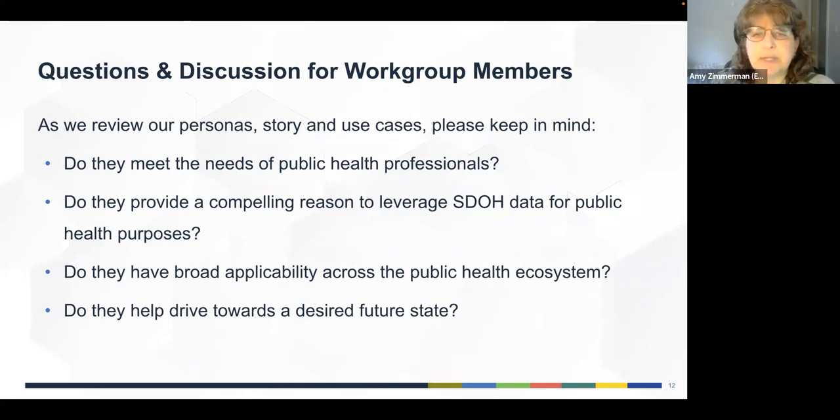So again, the questions really are just keeping in mind: does all of this meet the needs of public health professionals? Is it a compelling reason to leverage SDOH data for public health purposes? Is there broad applicability? And does it really help us drive to a future state? Okay, next slide, please.